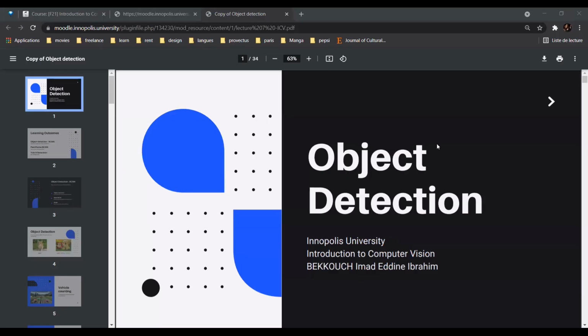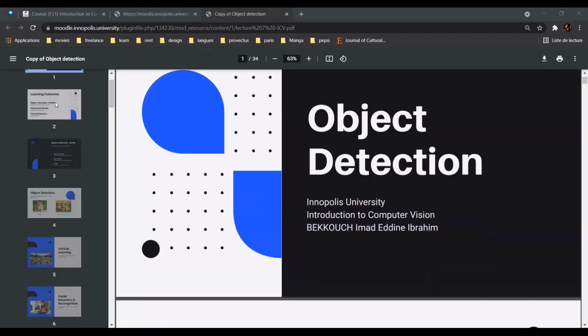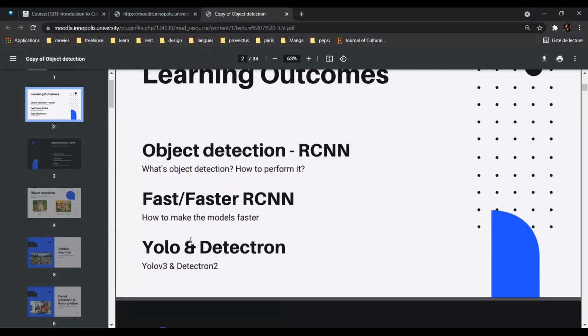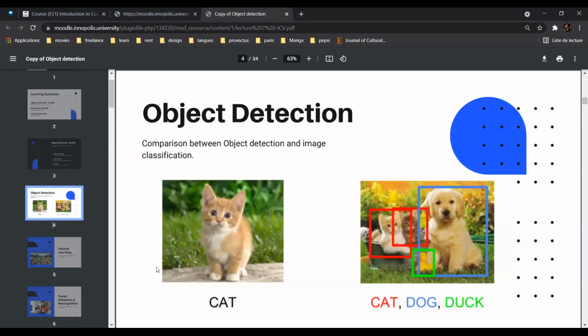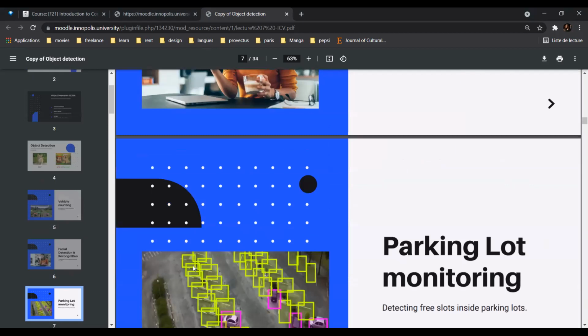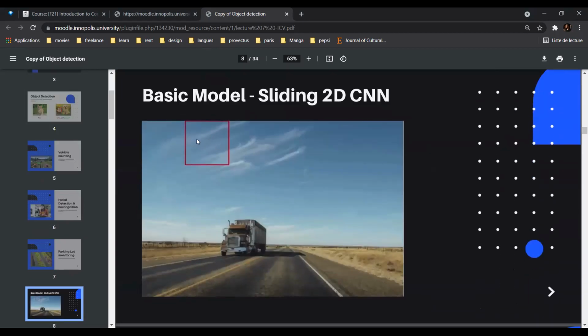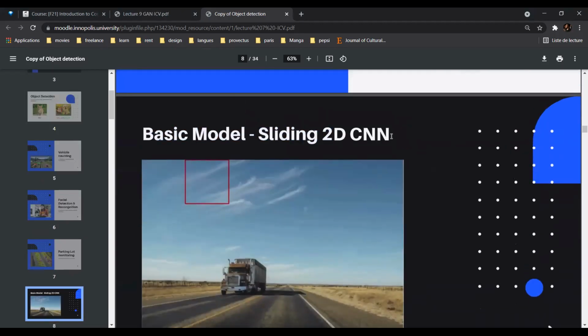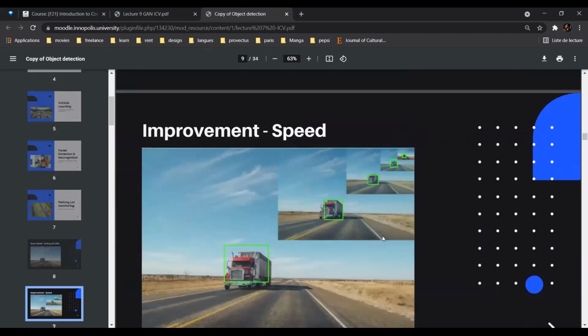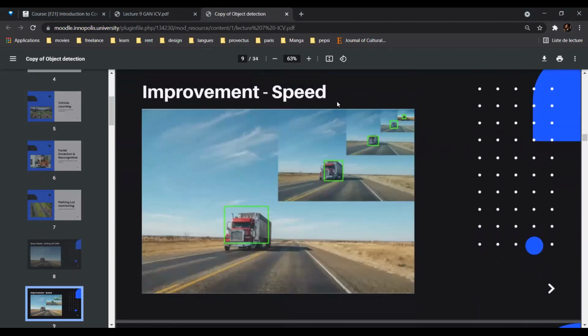I guess if you guys don't have any questions, we can revise the lecture. So in the object detection lecture, we spoke about two main models, which are the RCNN family and the YOLO family. But before that, we described what object detection is, what its application areas are, and then we spoke about the most basic model for object detection, which is the sliding 2D CNN. We saw that it suffers a lot from speed constraints, and we proposed this pyramid idea of improving the speed.